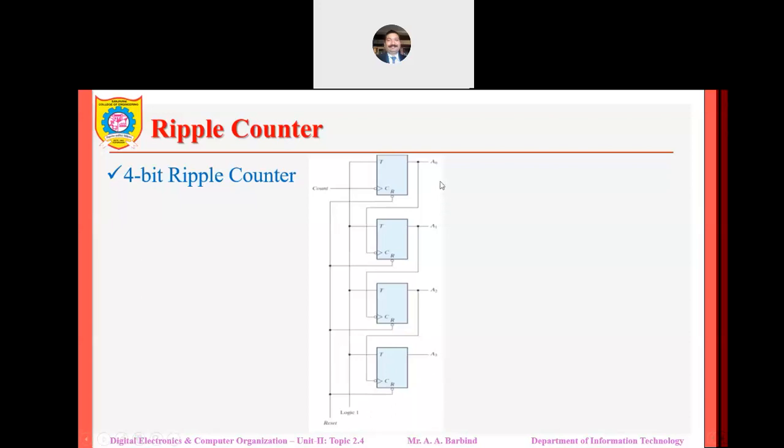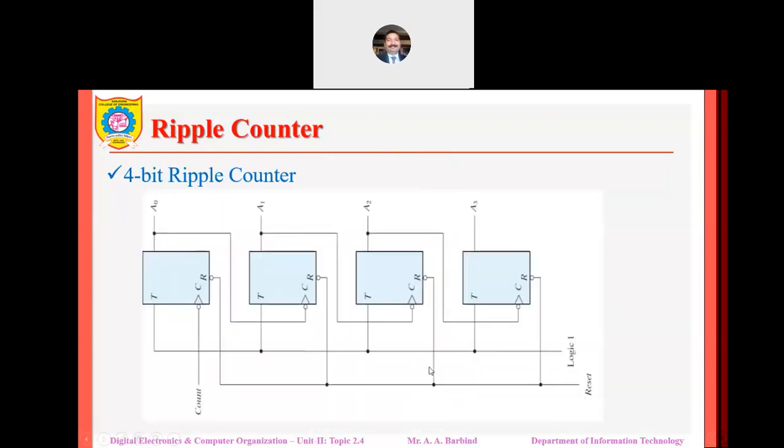We can see the output of this particular counter as the outputs of the flip-flops, which can be labeled as A0, A1, A2, A3. A0 being the LSB and A3 being the MSB. The diagram is shown horizontally, A0 being the lower significant bit, whereas A3 being the highest significant bit.